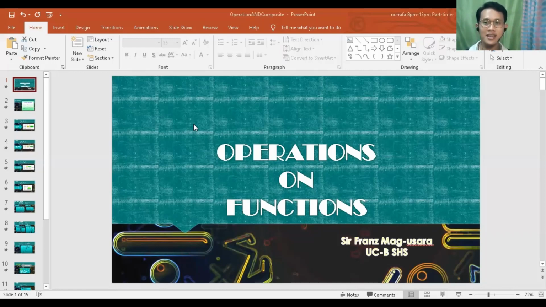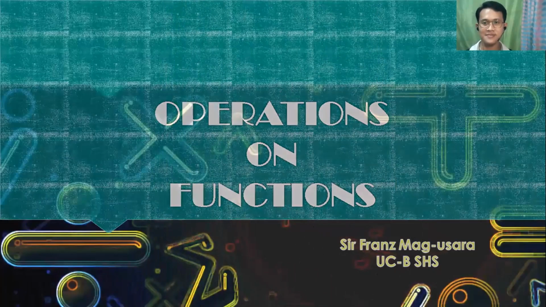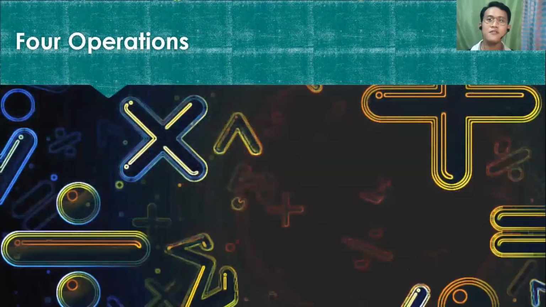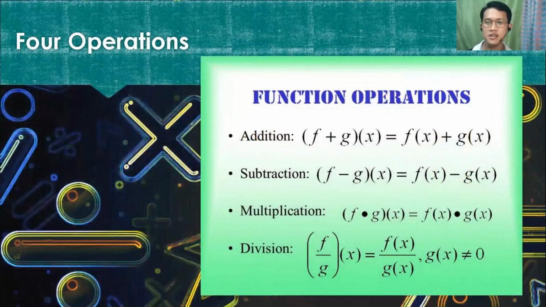Okay, let's start, everyone. Operations on functions. We have four operations to consider: addition, subtraction, multiplication, and division. For addition, we have the form of the quantity f plus g times x, which is equal to f of x plus g of x. Why? By applying the distributive property, that's how you're going to get that.